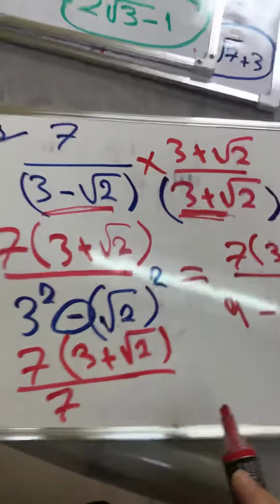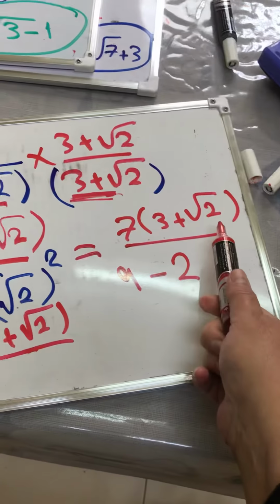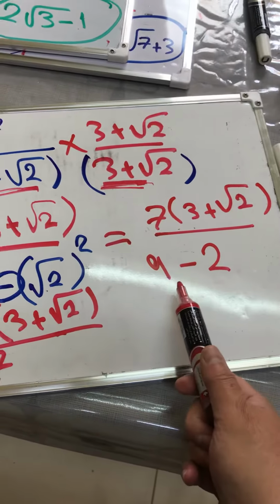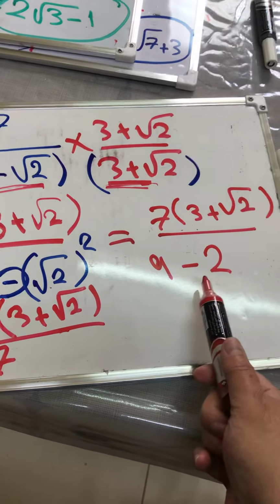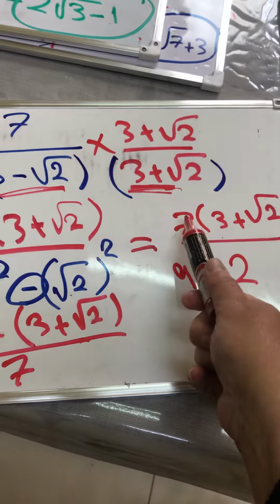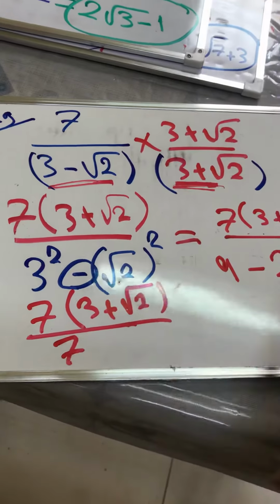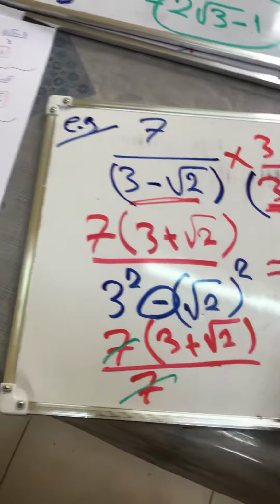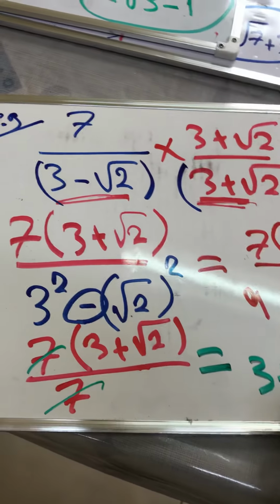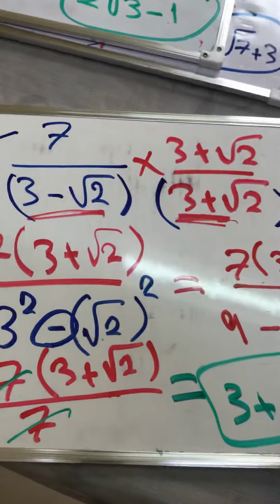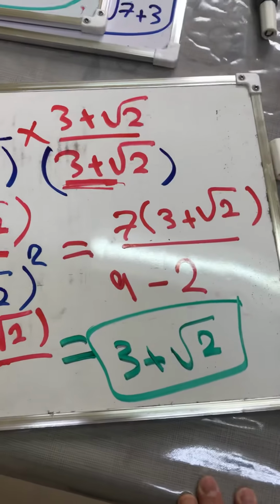You understand me? So don't distribute. In the beginning, find the difference. Maybe you will get a number that can be cancelled with the number up top without making a distribution like this. Okay, so now cancel 7 with 7 equals 1, and the answer is 3 plus square root of 2. This is our example.